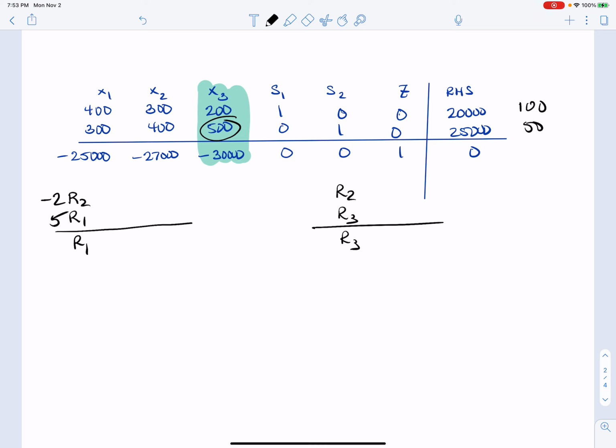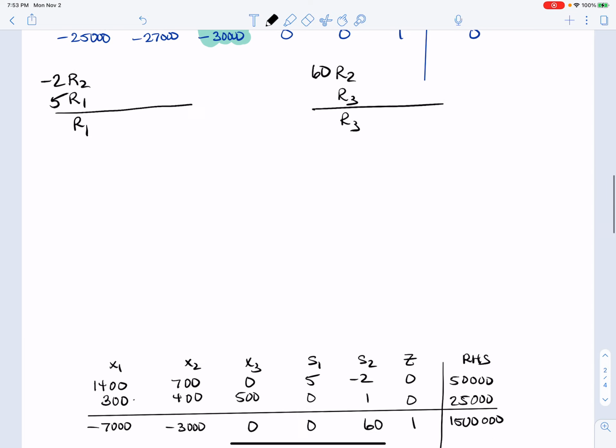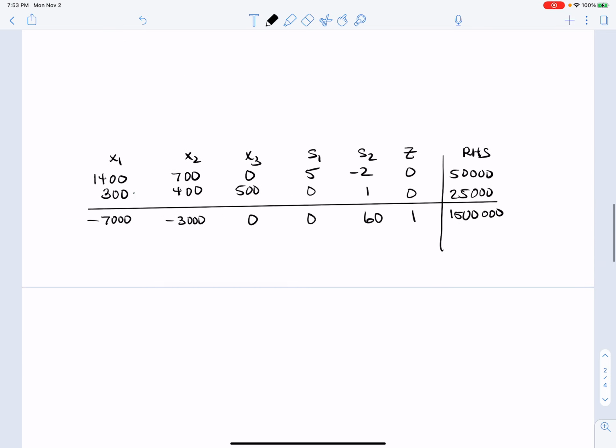And between R2 and R3, it looks like I have to take 60 R2 and add to R3 to make a new R3. So if you'd like to pause the video and work the calculations yourself, try to get that next simplex tableau, go right ahead. And welcome back. And now that you've done the calculations, there's the new tableau. And notice we're still not optimal because we still have negative entries in the bottom row. So here we go again.